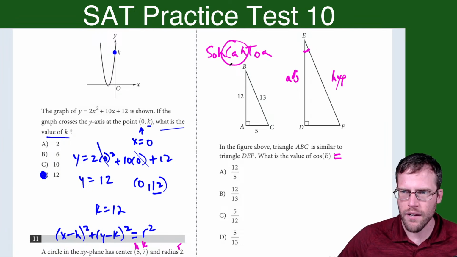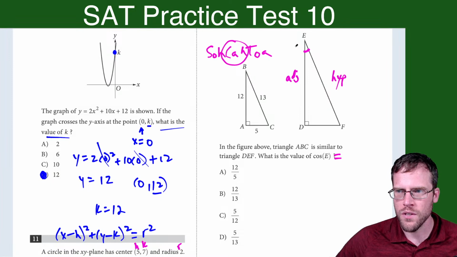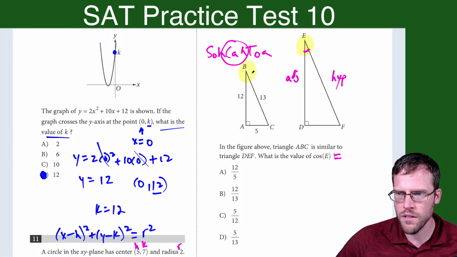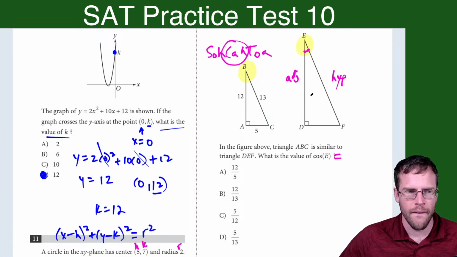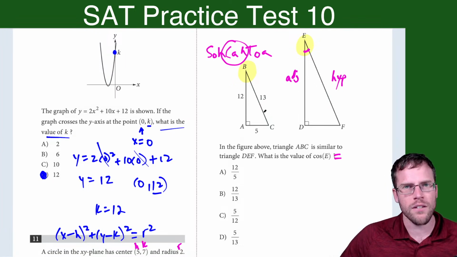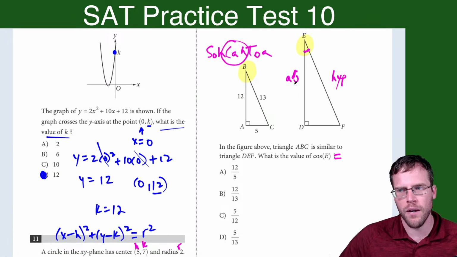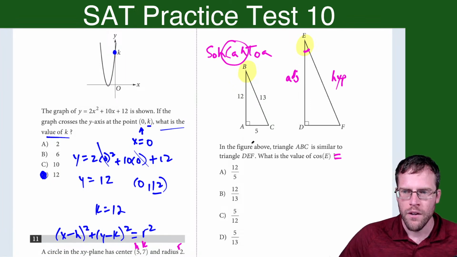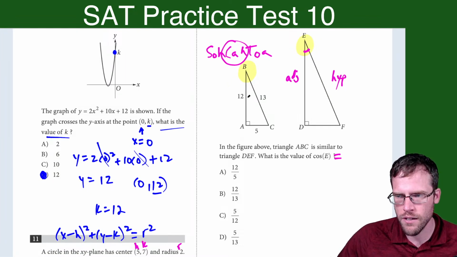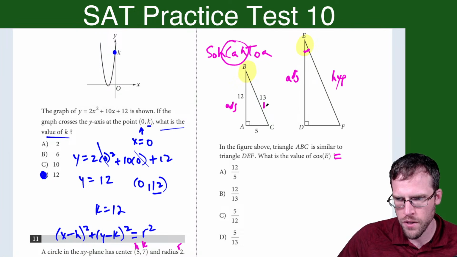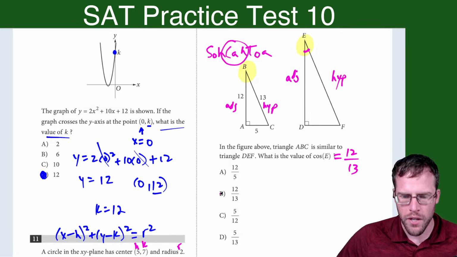But the trick is that since these triangles are similar, this angle here is congruent to this angle. Because when you make a similar triangle by dilating, the corresponding angles are congruent. Like this is 90, this is 90. So the corresponding proportions in this triangle and this triangle are going to be equal. The fast way to do this: cosine of E is going to be equal to cosine of B, and that's just the adjacent side over the hypotenuse, so it's going to be 12 over 13. So we use the other triangle and we get choice B.